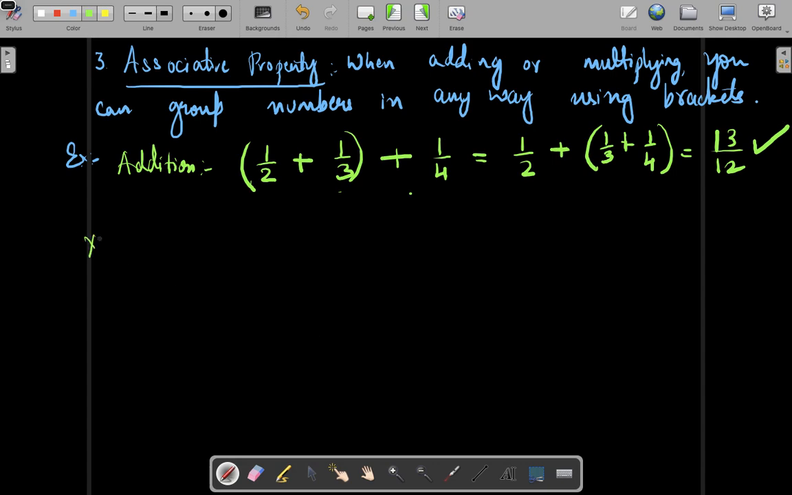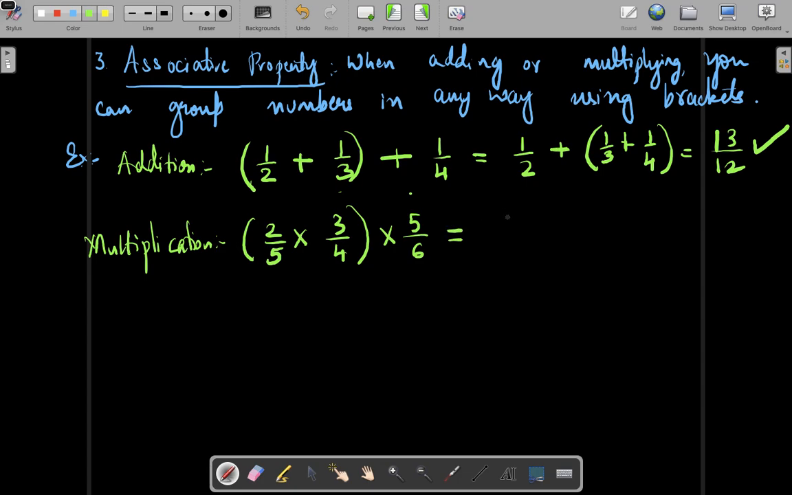Let's see the same thing for multiplication. 2/5 times 3/4 times 5/6, or let's group these two terms, 2/5 times (3/4 times 5/6), which will be 1/4 only. So it is a rational number.